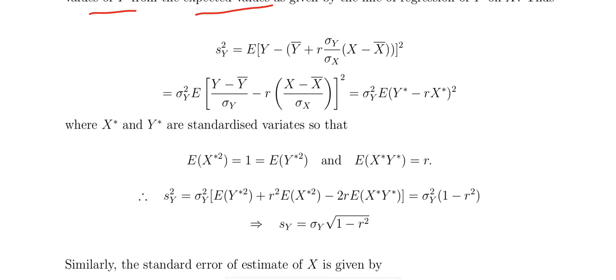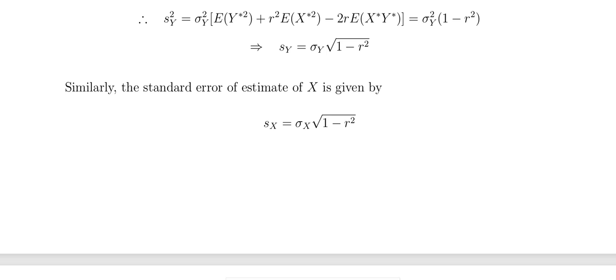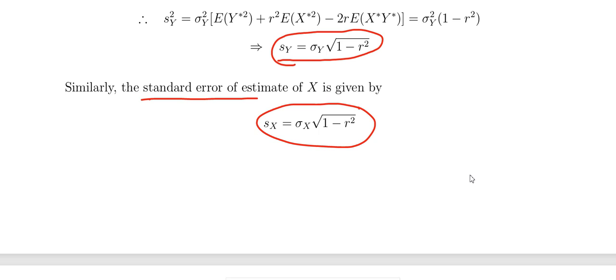From this we can express sy as the standard error of y on x, that is sy equal to sigma y into root of 1 minus r square. Similarly, the standard error of x is given by sx equal to sigma x into root of 1 minus r square.